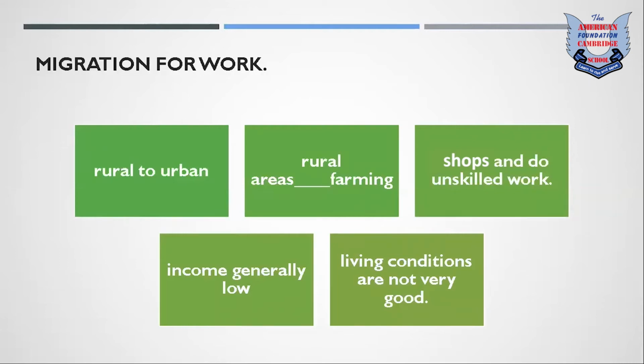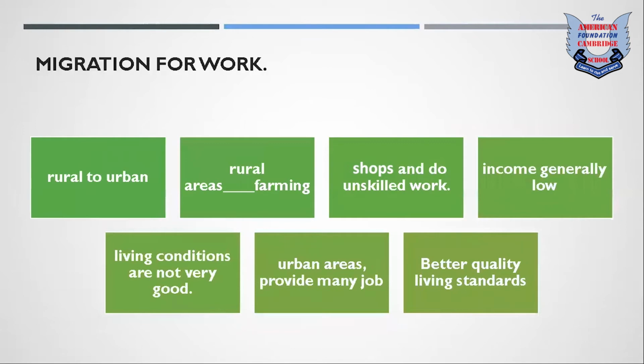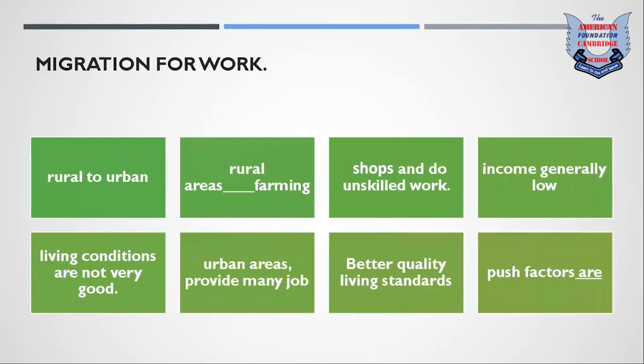However, the urban areas, where most industries are located, provide many jobs to these people. So they get job opportunities, and they migrate from the rural area to the urban area. The push factors in this kind of migration are poverty, low income, and unemployment.